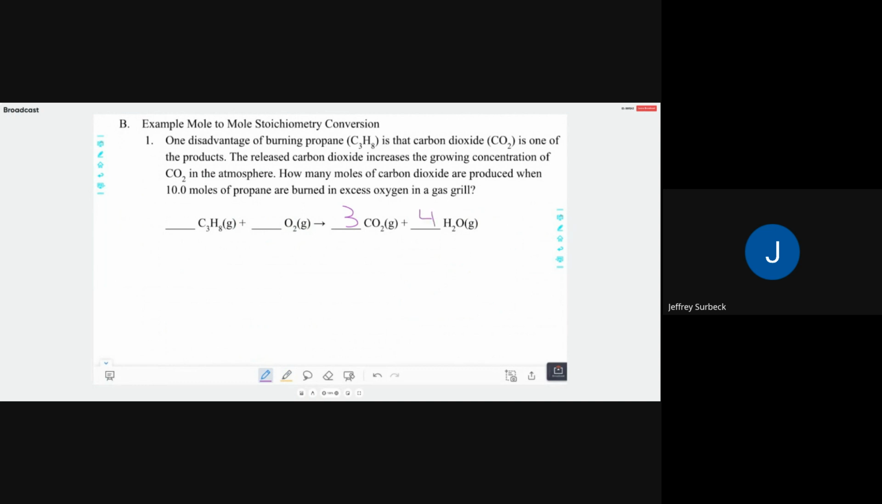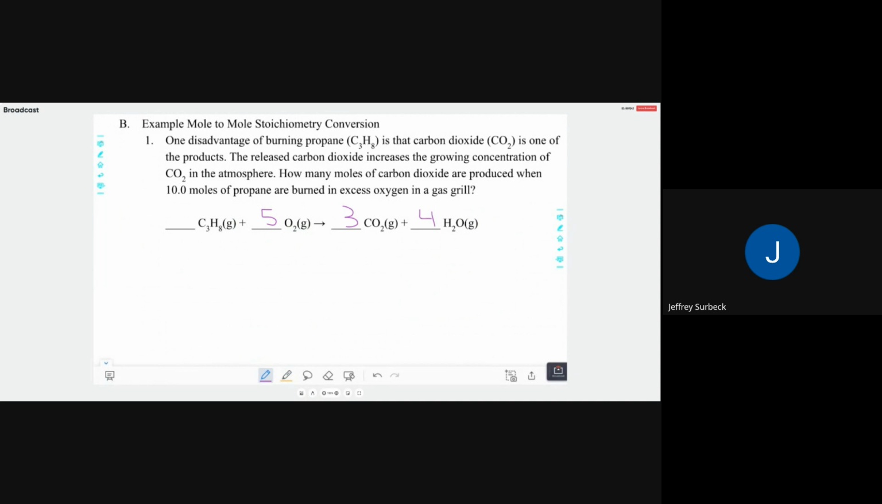And then oxygens. That's going to be our problem element here. We got 2 on the left, not really too worried about that, but be careful on the right. We have 3 times 2, which is how many? 6, plus an additional 4 from H2O. So 6 plus 4 is 10. Now we go back to O2. What times 2 is 10? 5. Okay, and we are now balanced.